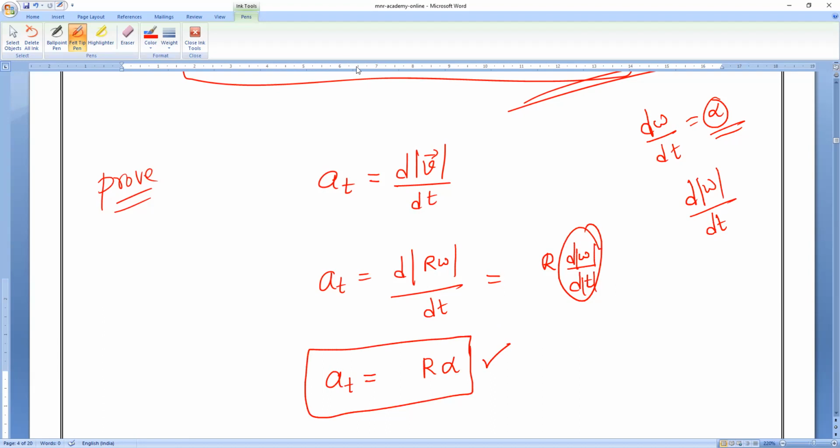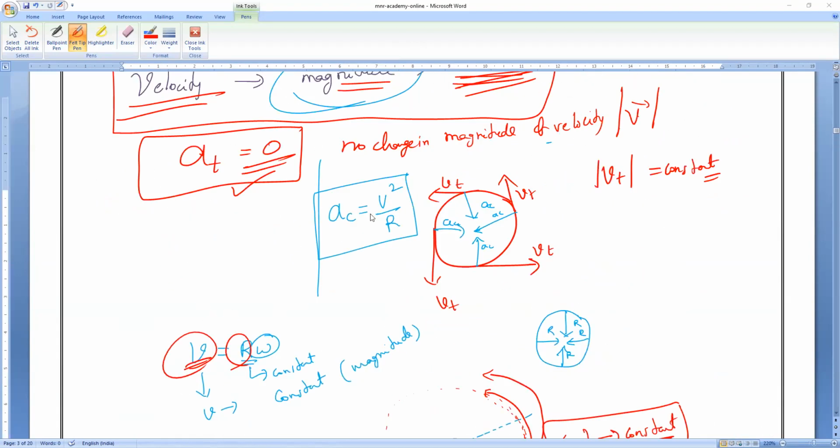So when a body is in a circular track, tangential acceleration may become zero, but some acceleration always exists. What is that acceleration which always exists? Centripetal acceleration. So keep in mind, centripetal acceleration must be present in rotational or circular motion. Please note that point. I hope you all understand.